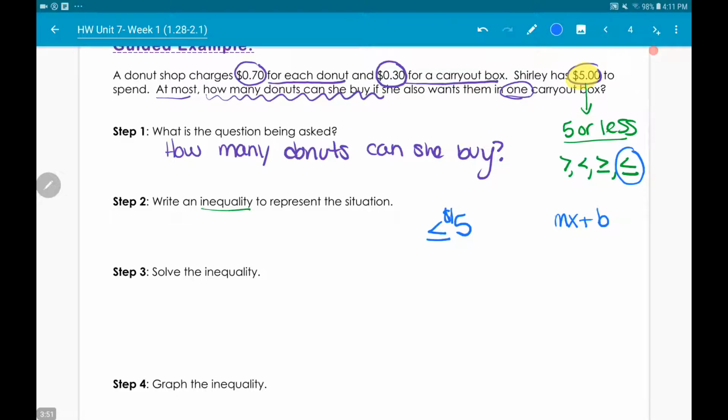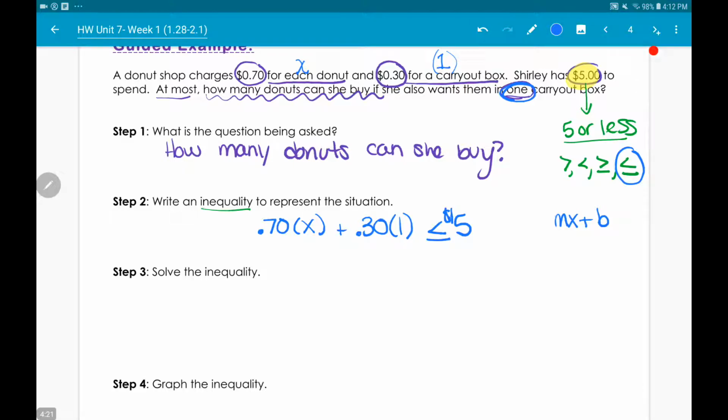Okay, so a donut charges 70 cents for each donut. I'm sorry, I'm reading it wrong. 70 cents for each donut. Do I know how many donuts she has? No, so that's going to be my x. 30 cents for a carryout box. Now, how many carryout boxes is she getting? She told us she's only getting 1. So I have 70 cents, but I don't know how many. And then I have 30 cents, and I know there's 1.